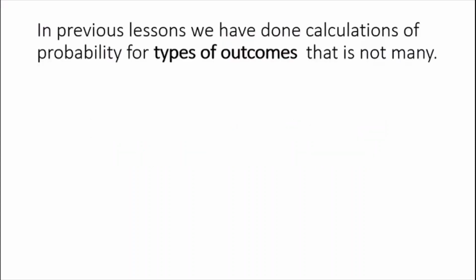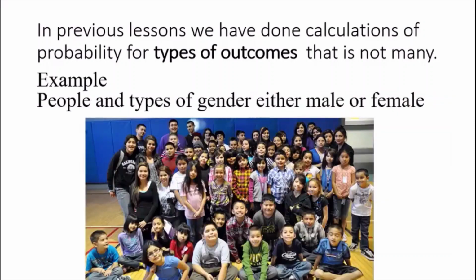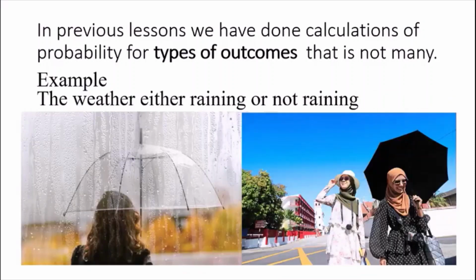This video is going to look at possibility diagrams, which is probability for multiple events. In previous lessons, we have done calculations of probability for types of outcome that are not many. For example, 50 marbles but 2 colors, people and types of gender, either male or female, the weather, whether it's raining or not raining.